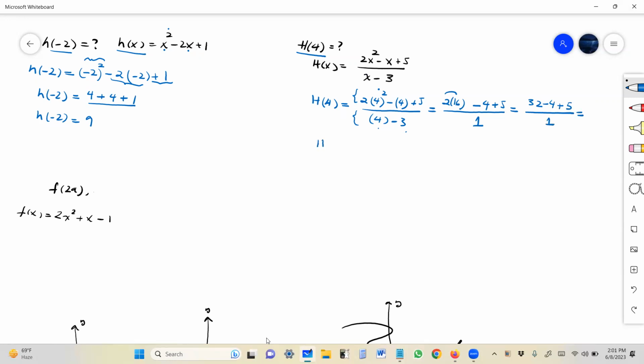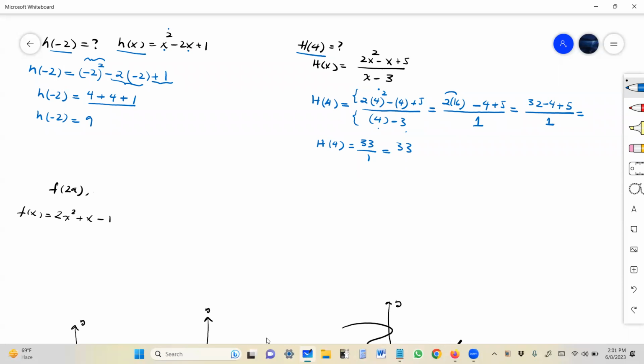Okay. H of 4. So now I can do 32 minus 4, which is 28, plus 5, 33 over 1, or since it's over 1, I can just write 33. So function evaluation, H at 4.